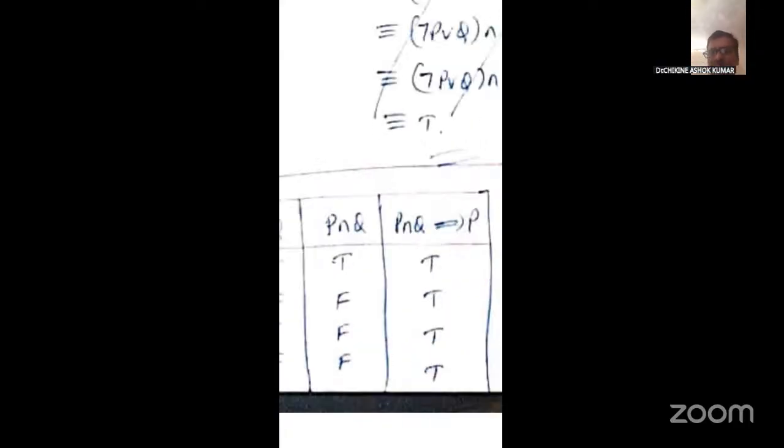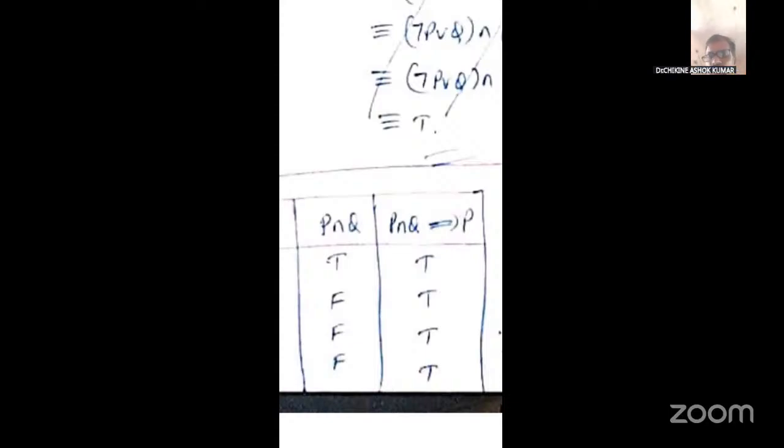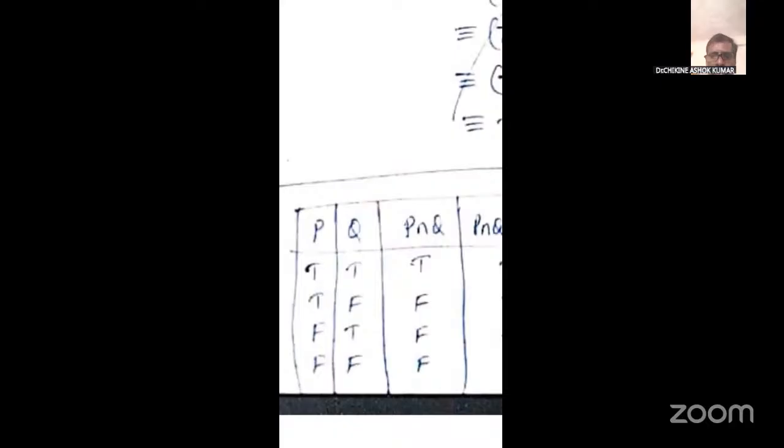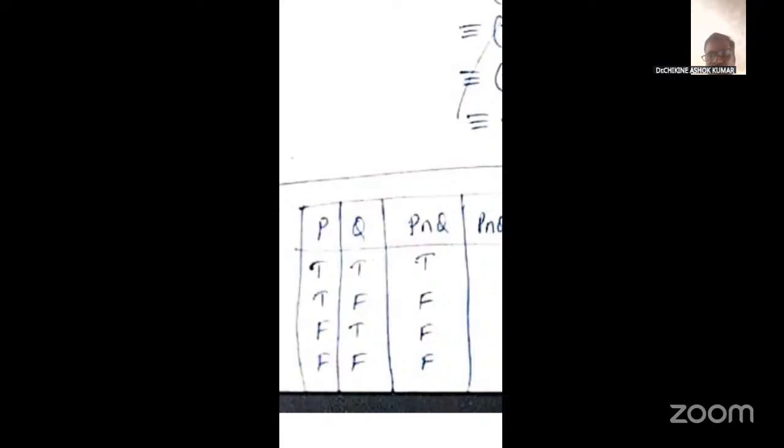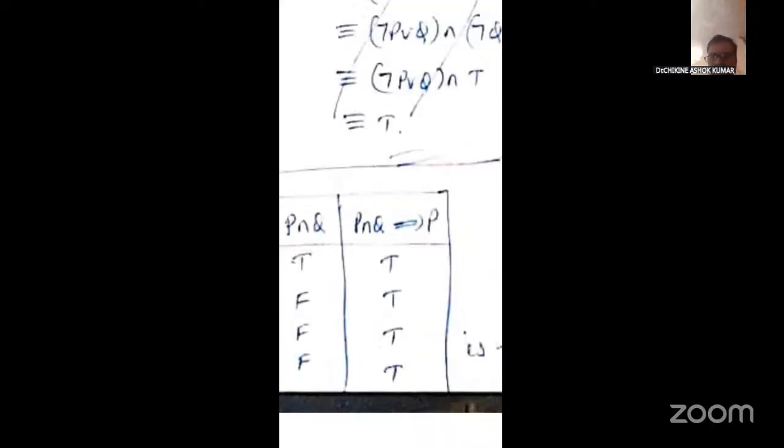Next, P intersection Q implies P. Use the third column with the first column. T to T, it is always T. F to T, it is always T. If both are false, it is always T. So this last column, P intersection Q implies P, having all T's means all truths, it is an example of tautology. So I proved this result in both cases.